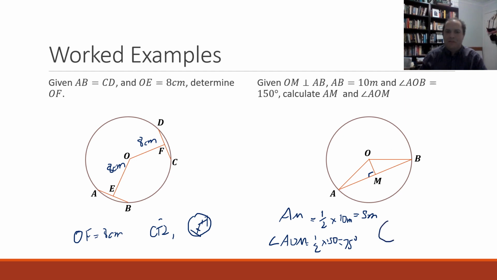And our symbol for that, again, is just our triangle at the center with our radius, with our line from the center perpendicular to our chord. That's our proof to say that the chord is cut in half and our angle has been bisected as well.